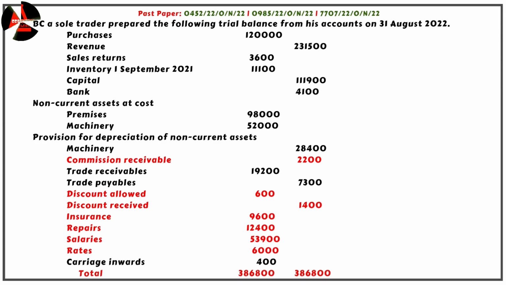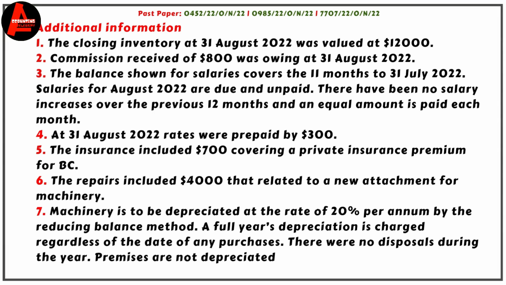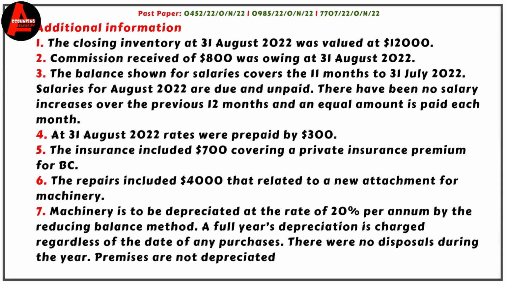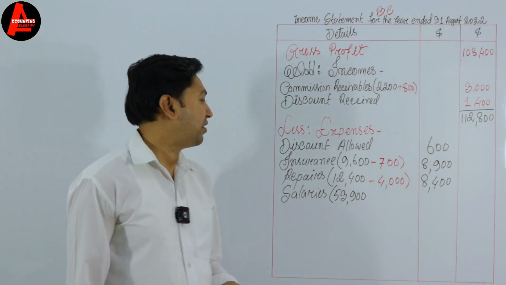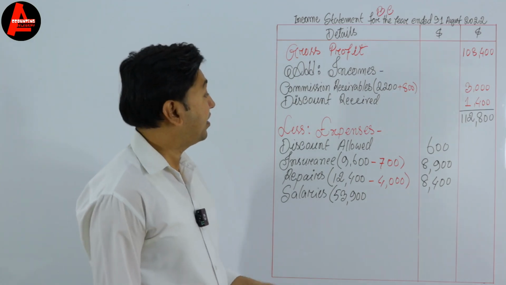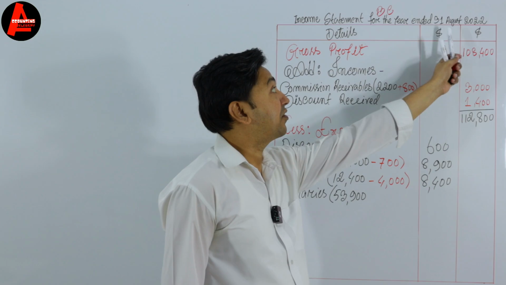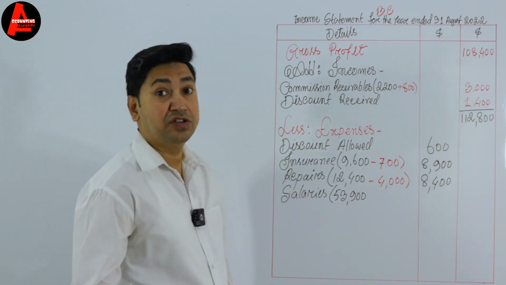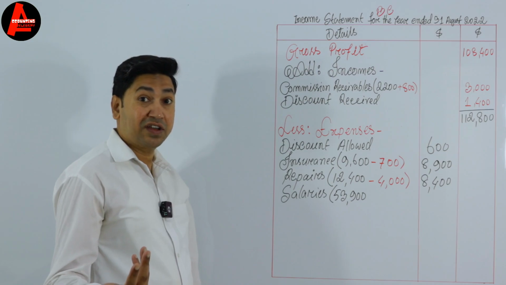So number 3, the balance shown for salary covers the 11 months to 31st July 2022. Salary for August 2022 was due and unpaid. There have been no salary increases over the period of 12 months and an equal amount is paid each month. So here the salary is due for 1 month, it is for the month of August. We are preparing this account for the year ended 31st August 2022. So August month's salary is not yet paid.